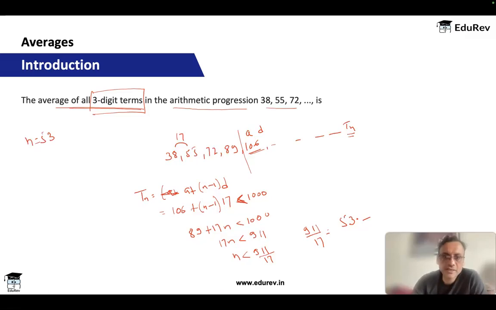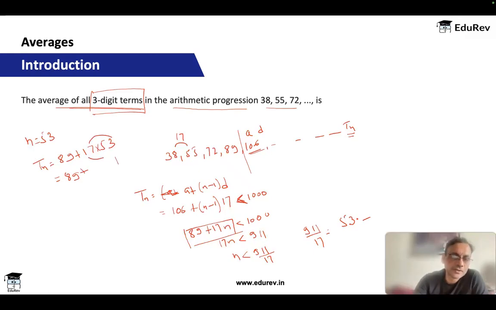If n is 53, then your last term is going to be this, right? 89 plus 17 into 53. So that will give you 89 plus 7 into 3 is 21, 2 carry, 3 into 1 is 3 plus 2 is 5, 5 plus 35 is 40, 0, 4 carry, 901. So your term is 990. So 990 is your Tn. So you have the first term, you have the last term.